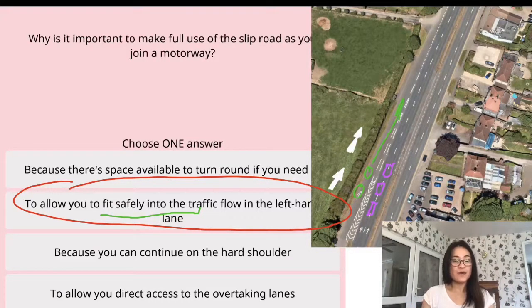The last one said to allow you direct access to overtaking lanes. The overtaking lane is actually the right hand lane. You come from the left. You don't want to cut straight into the right. So step by step, you move to the left-hand lane, and if you would like to drive faster, you move to the right-hand side, to the overtaking lane. That will be done after you have joined the motorway already.